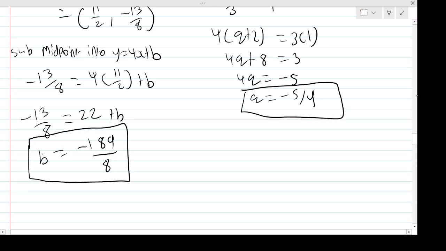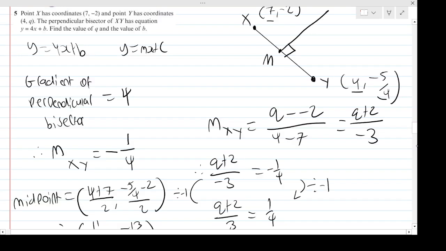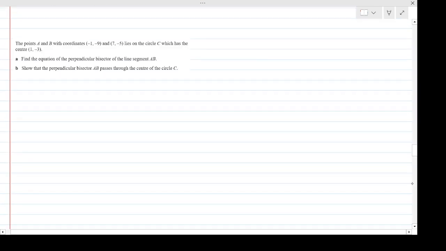Cool. So hopefully it's starting to make sense now, the idea of bisectors, the fact that they're perpendicular and they're through the midpoint, and we can use that to solve missing values again. But yeah. Okay, let's have a look at this problem then.